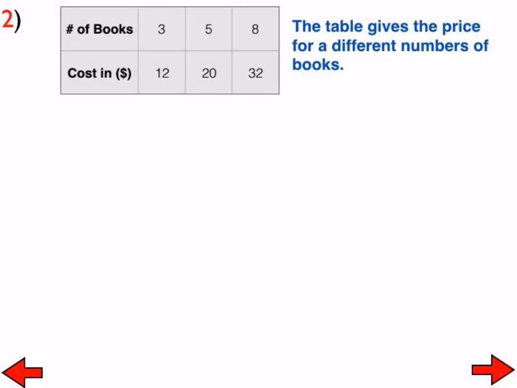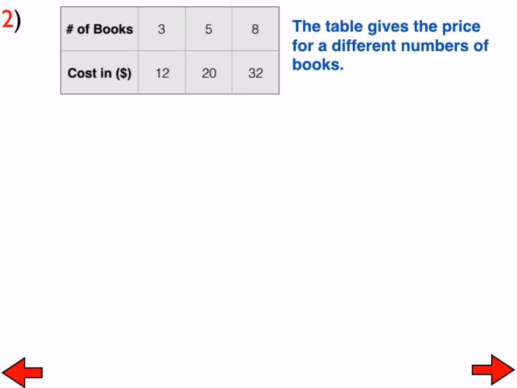All right, here's number 2. The table gives the price for a different number of books. I would like you to find the constant of proportionality in both directions, the unit rate in both directions, and the equation in both directions. I'll come back to you in a couple minutes.